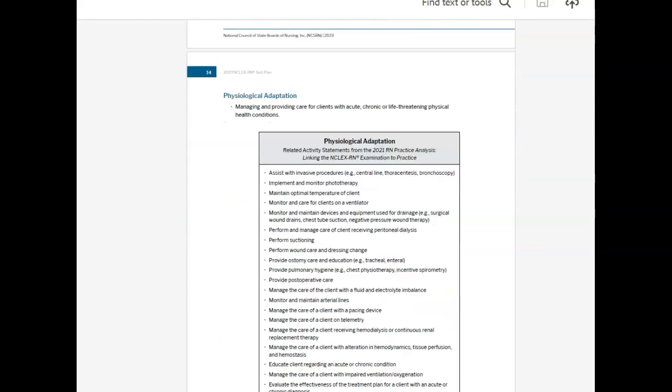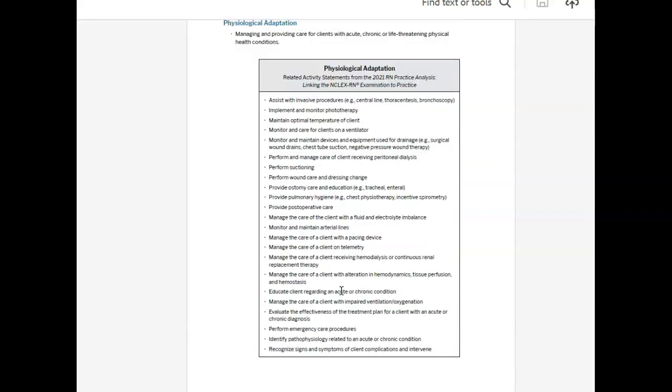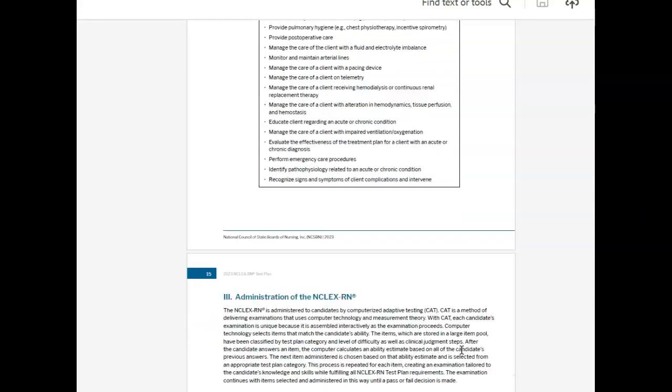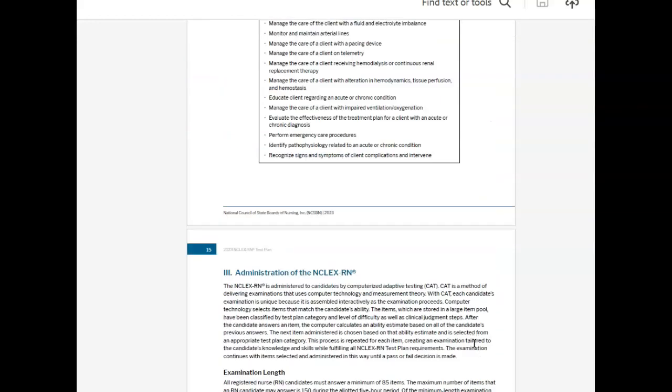Medications. Physiological adaptation. This is going to be a lot of your disorders, diseases, and things like that you're caring for. This is more of the body system kinds of things, like respiratory for suctioning, ventilator care, cardiac care, pacing devices, telemetry, that kind of thing. And then here's hemodialysis, that kind of thing. And so that is the end of the categories.